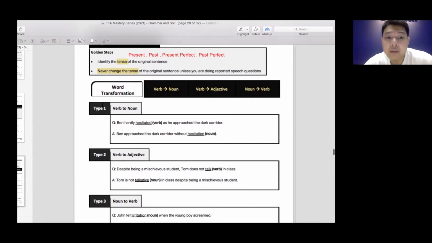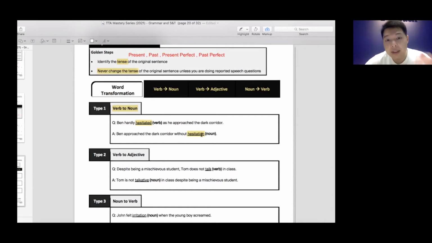So look at type 1 of word transformation, when you are changing verb to noun. For example, look at the question. This is the original sentence: Ben hardly hesitated as he approached the dark corridor. Hesitated is a verb, because it's an action, the action of hesitating. If you want to change this, it's: Ben approached the dark corridor without hesitation. So I'm testing you on whether you know how to change hesitated to hesitation.